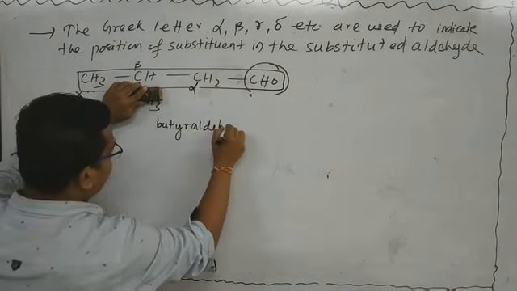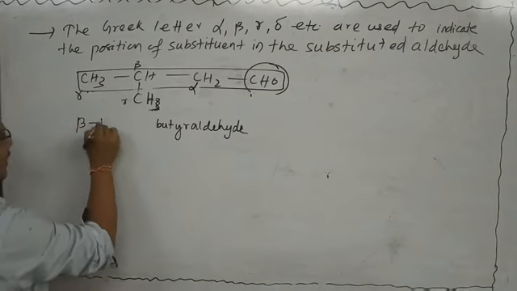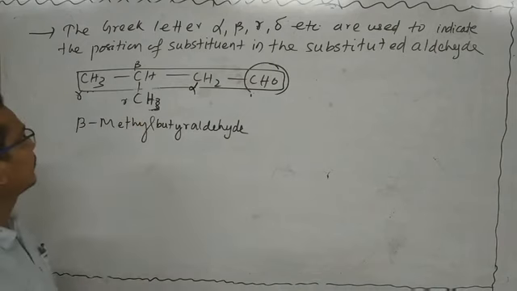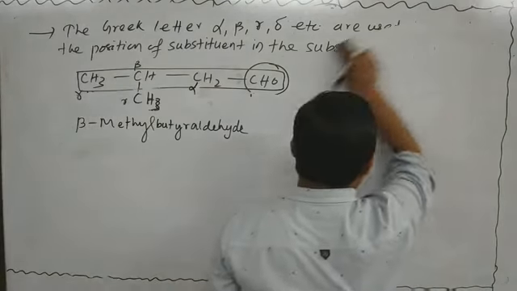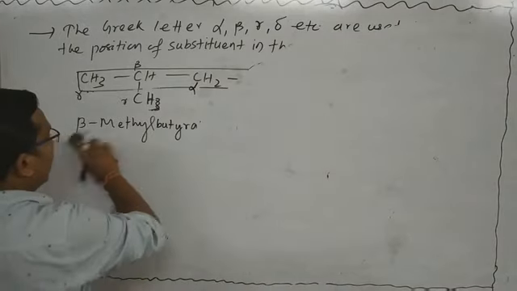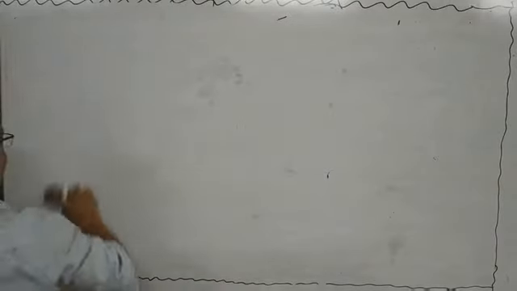Here one side chain is present at the beta position, so the name of this compound is beta-methyl butyraldehyde. This is the name of this compound. Next, let me discuss the IUPAC system. This is all about the common name. Let me discuss the IUPAC name of the aldehydes.